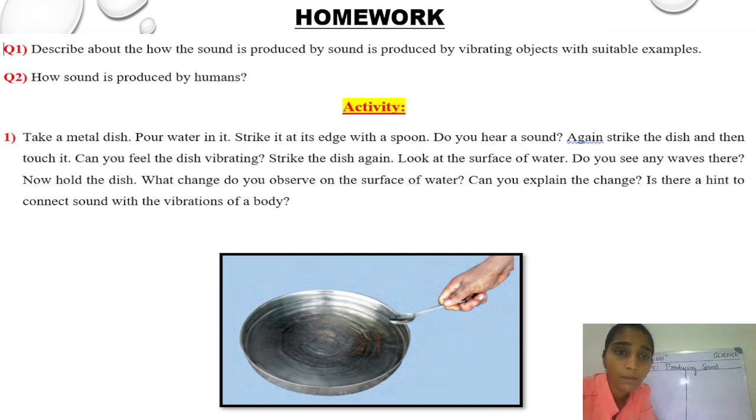Now it's time for you to do our homework. First, you have to describe how sound is produced by vibrating objects with suitable examples, and then how sound is produced by humans. You have to explain a few points related to it.